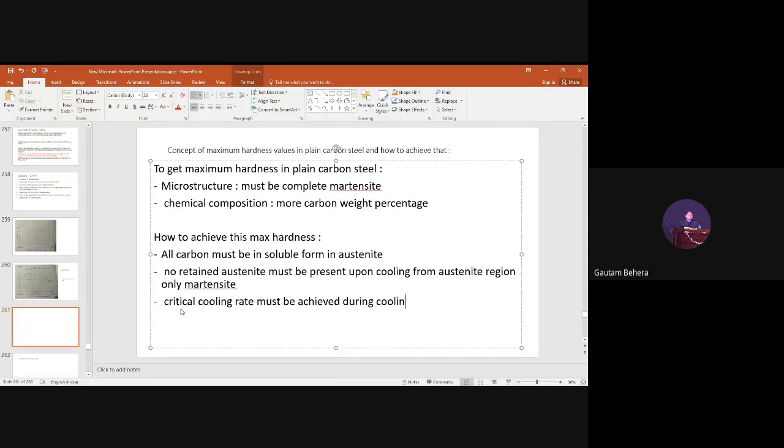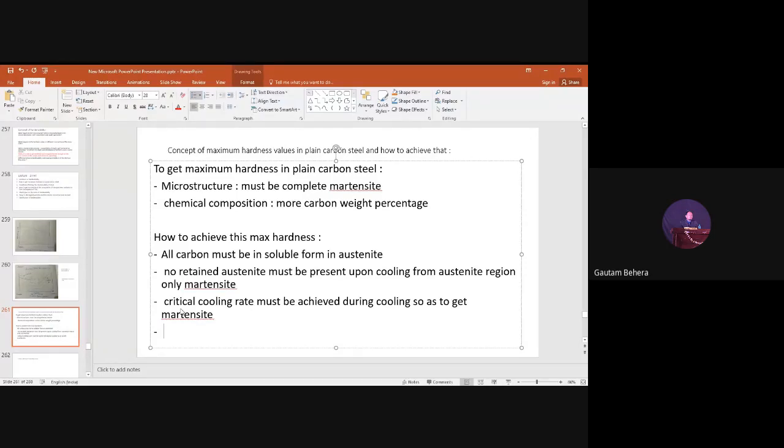How many of you remember what is critical cooling rate? Sir, just above the nose. Just above the nose, or it should just touch the nose? Sir, I'm not sure. You are not sure. Okay, anybody want to speak something about this? The cooling curve should just touch the nose of the C curve. Yes, very good. It should just touch the nose of the C curve, right?